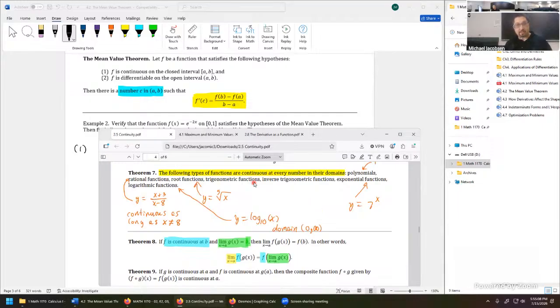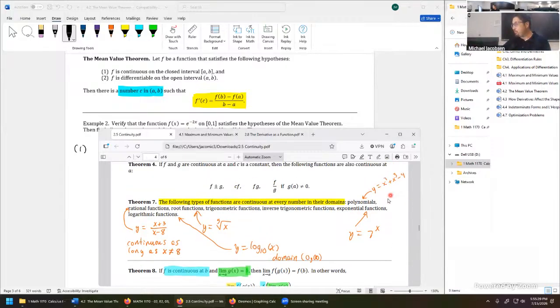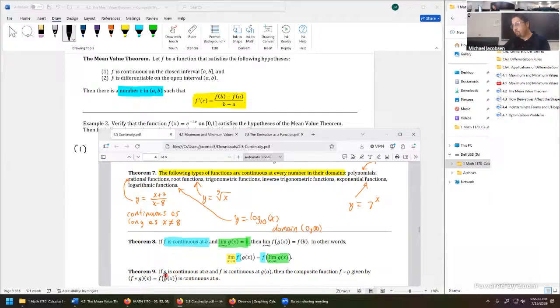We're told a certain catalog of functions are continuous everywhere in their domain. And one of them, let's take a look, was the exponential functions. Our example was 7 to the power of x. But e to the power of x is exponential, so we have one exponential function there. Negative 2x makes it a function composition, but that negative 2x is a polynomial, which is also continuous. Then theorem 9 says if one function g is continuous, think of g as negative 2x, and the other function f is continuous, think of that as e to the x, then the composite function f of g is also continuous at that number a.